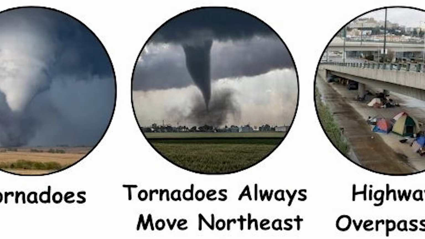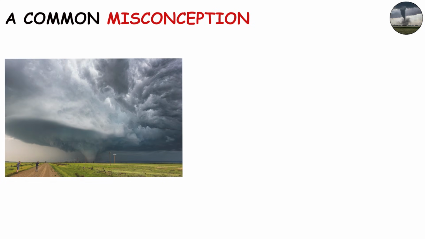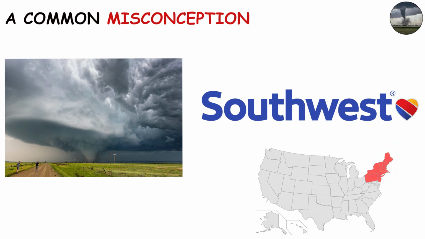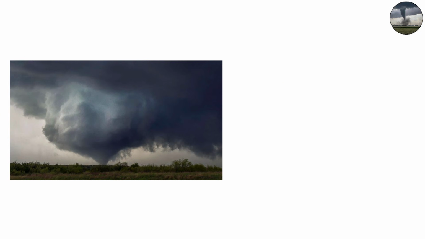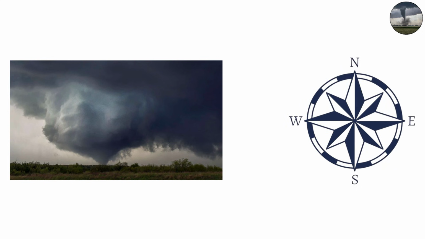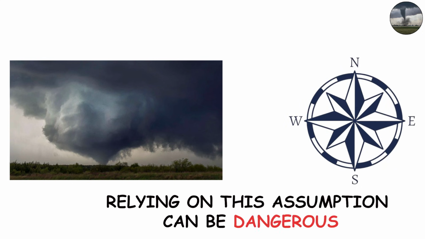Tornadoes always move northeast. A common misconception is that tornadoes always travel from the southwest to the northeast. While many tornadoes do follow this general path due to prevailing wind patterns and jet stream dynamics, tornadoes can move in any direction, including north, south, east, west, or even in an erratic loop. Relying on this assumption can be dangerous.